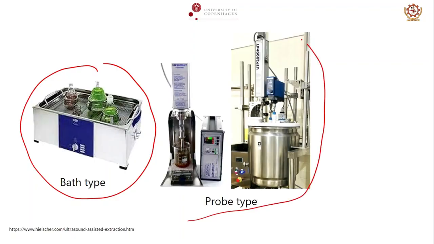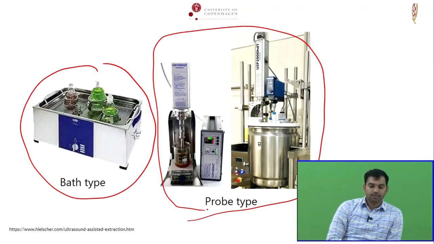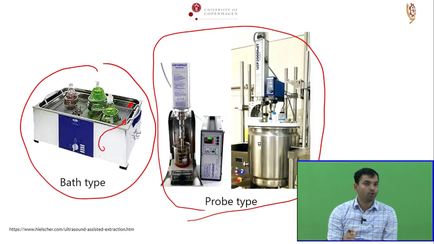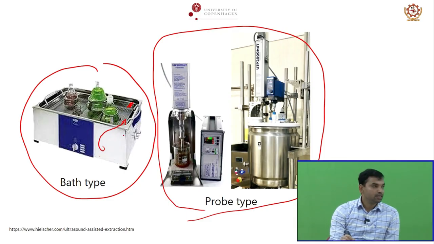Then there are bigger ones called probe type systems. Basically, these are more powerful and efficient than the bath type. In the bath type, the ultrasound comes from the wall or from the bottom. The sound waves first come to the solution outside, which is basically water, right? The ultrasound first hits the water and then it comes to your matrix, right? Basically you have already weakened the power here, right?